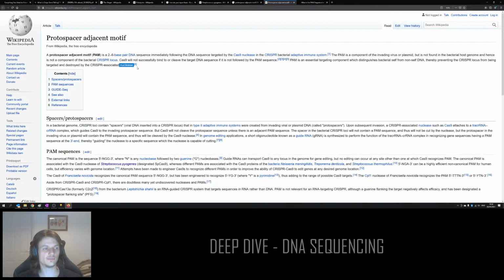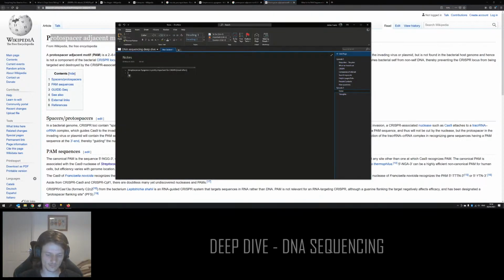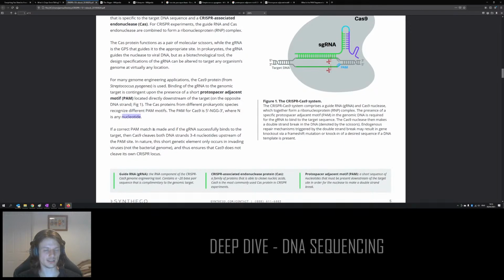That's really good to know. PAM is good to know. Let's get more of PAM. PAM seems pretty important to understand. Awesome. The PAM for Cas9 is 5'-NGG-3', where N is any nucleotide. If a correct PAM match is made, and if the gRNA successfully binds to the target, then Cas9 cleaves both DNA strands, 3 to 4 nucleotides upstream. Okay, whoa.